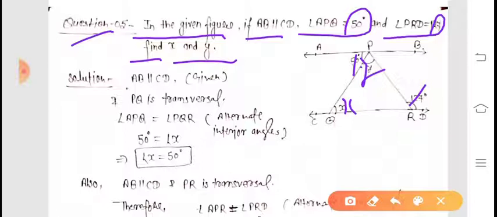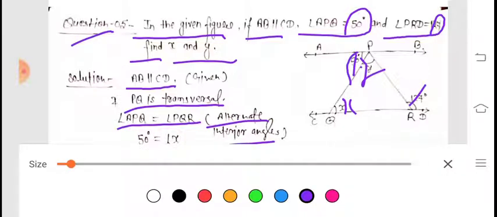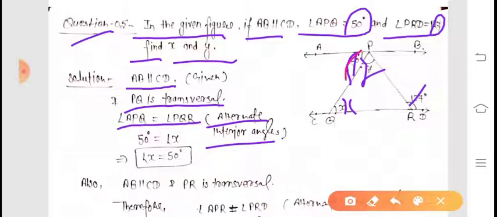On solution of this, AB parallel to CD we have given and PQ is a transversal. Therefore APQ is equal to PQR, alternate interior angles. APQ, this angle, is equal to PQR, this angle, because both are alternate angles, so angle x equal to 50 degrees. Clear?